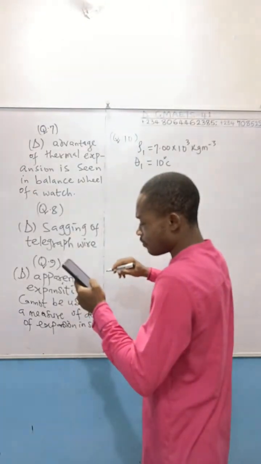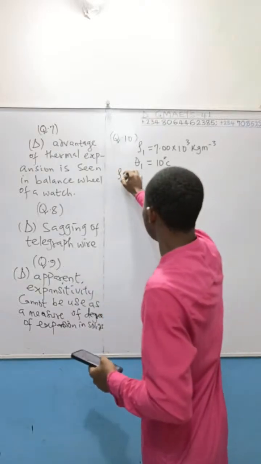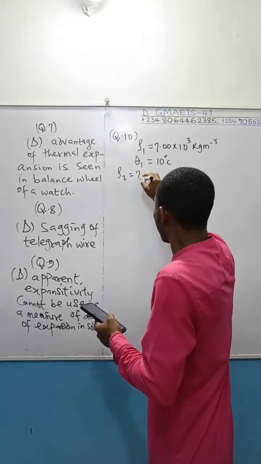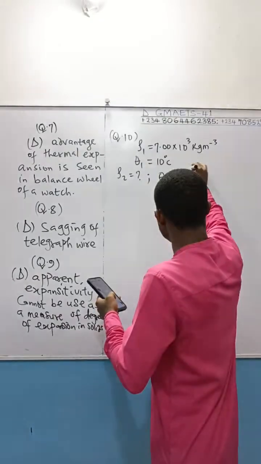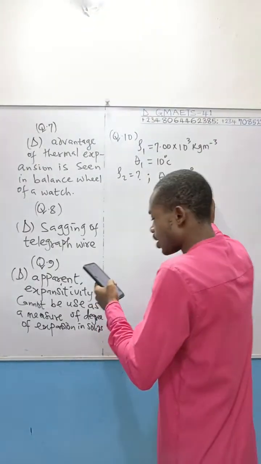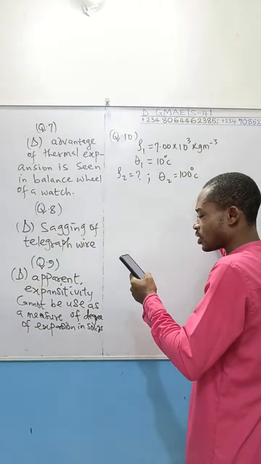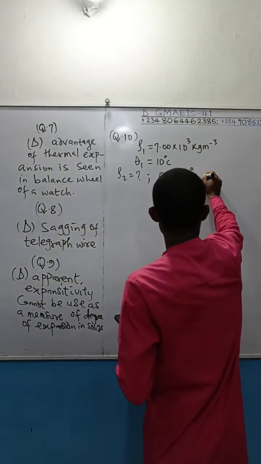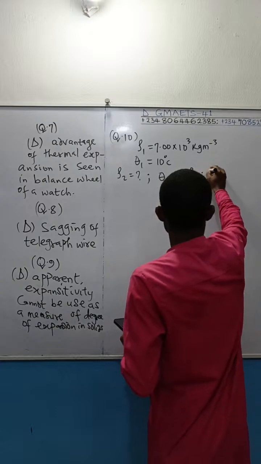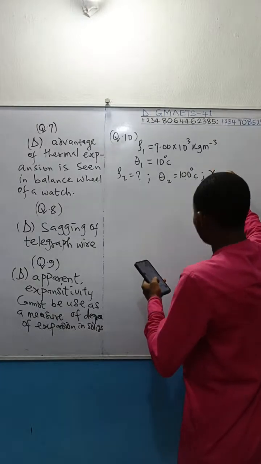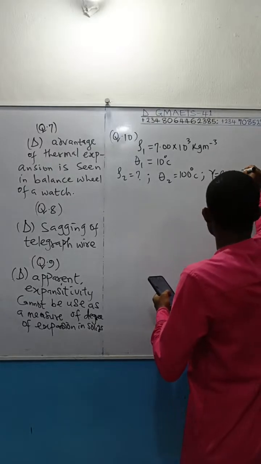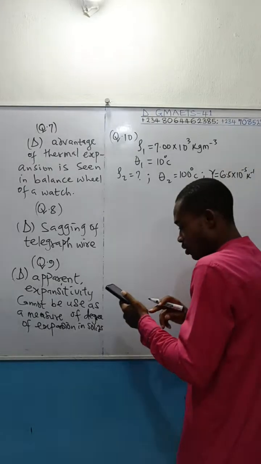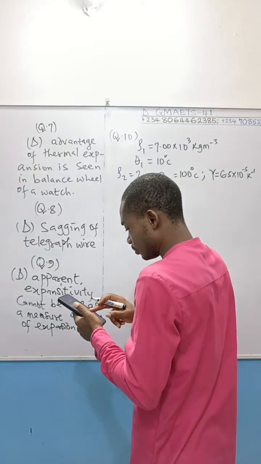We're asked to find the final density, which we don't know, at the temperature θ2, which is 100 degrees centigrade. We are given the cubic expansivity of the liquid, gamma, equal to 6.5 times 10 to the power of minus 5 per Kelvin.